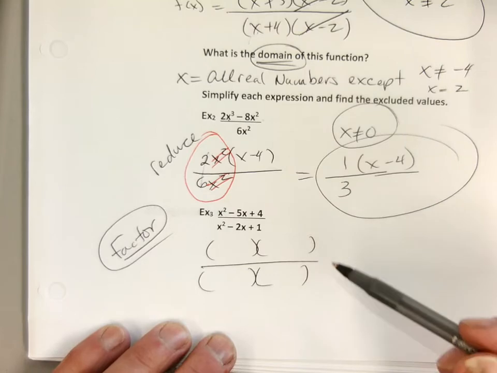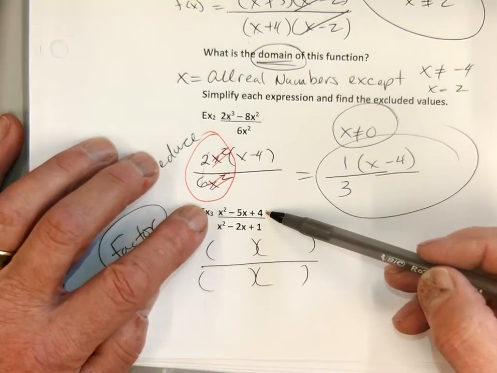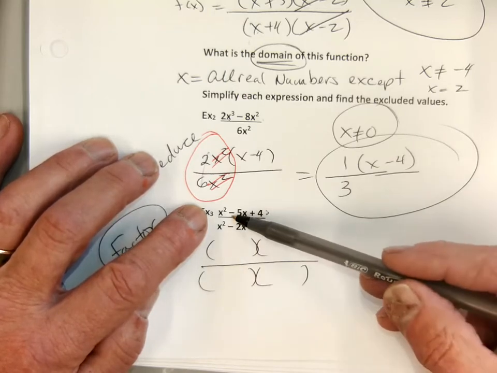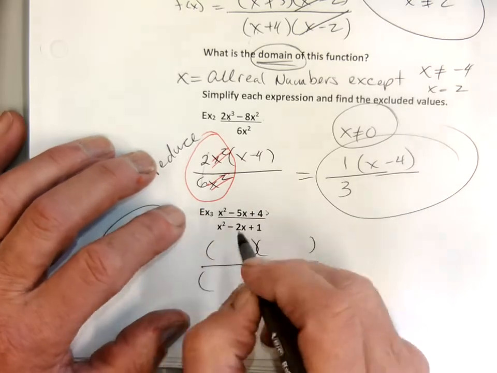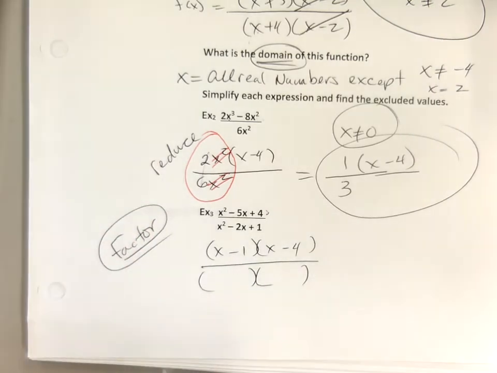All right. So what times what makes 4? 2 times 2. Yes. But what else? 1 times 4. Now the 1 and 4 might make a 5, right? So if we go x minus 1 and x minus 4, that'll work.